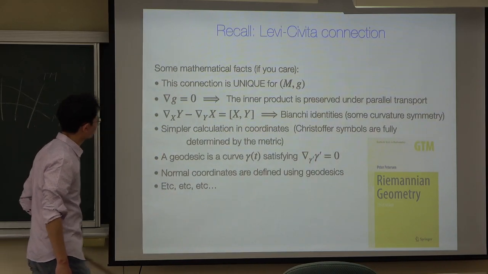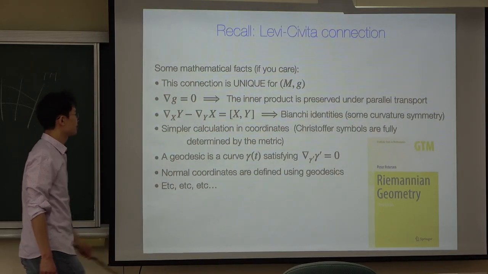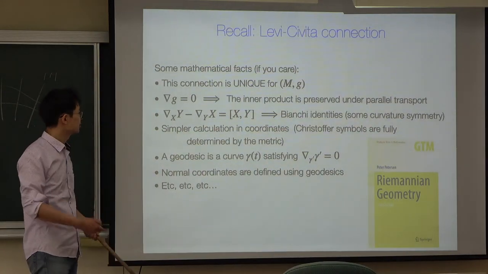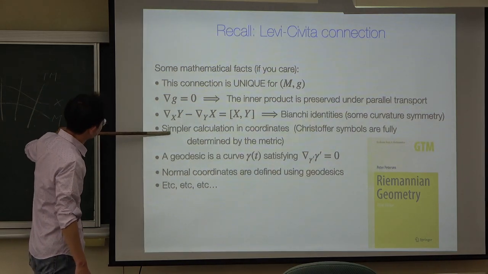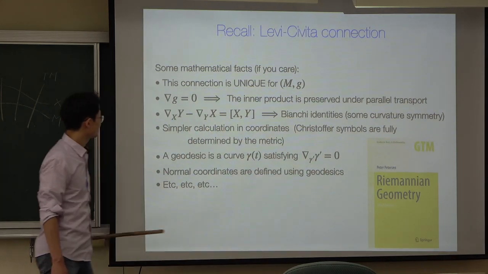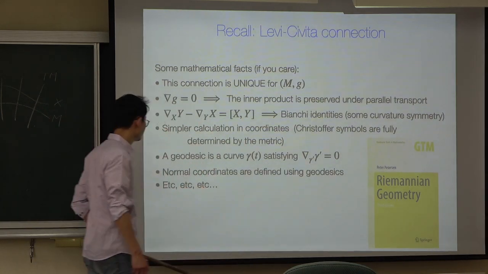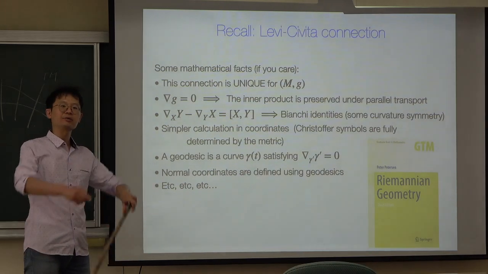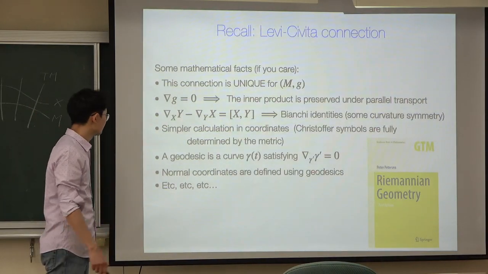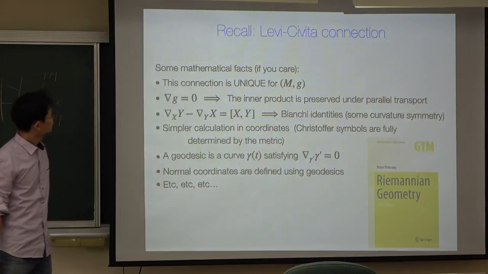And the torsion-free condition will guarantee some kind of symmetry in curvatures, like the Bianchi identities, the first one, second one, and so on. They are all very useful in different applications. And it helps us to get simpler calculations. For example, the Christoffel symbols are fully determined by the metric. Okay, and you can easily define a geodesic, which satisfies this condition, and you can define coordinates, so that you can describe how the manifold is locally charted or parameterized, and so on. There are many good properties, and you can find a lot of useful information in the text.